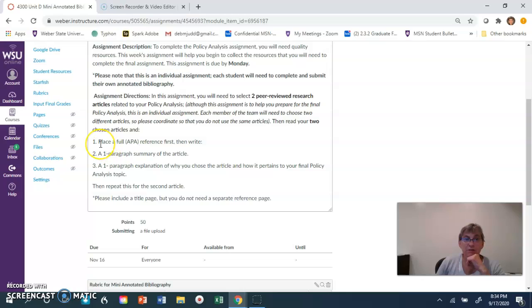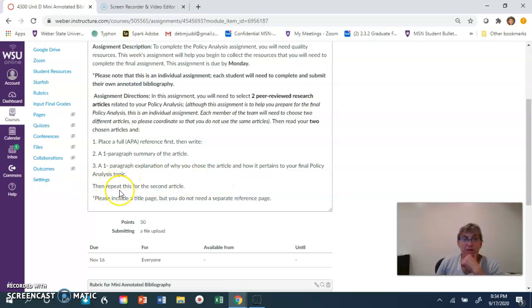And what you need to do is to number 1, put the policy related article or stakeholder related article, list it number 1 as a full APA reference, and we're using the 7th edition of APA for that. Then you're going to write a 1, maybe 2 paragraph summary of the article. 1's probably enough. And then you're going to write another 1 to 2 paragraph explanation of why you chose that article and how it relates to your final analysis project topic.